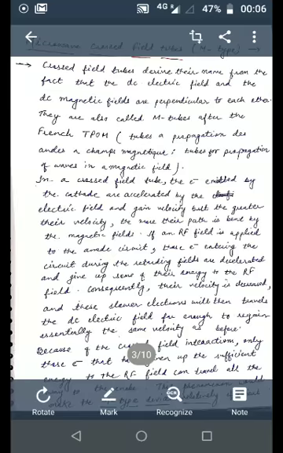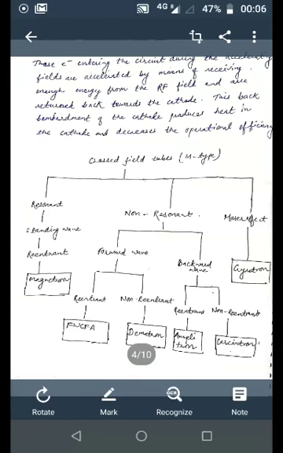Those electrons entering the circuit during the accelerating field are accelerated by receiving enough energy from the RF field and are returned back towards the cathode. This back bombardment of the cathode produces heat in the cathode and decreases the operational efficiency.